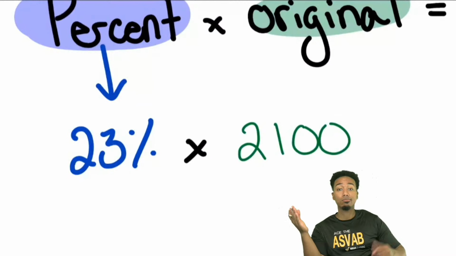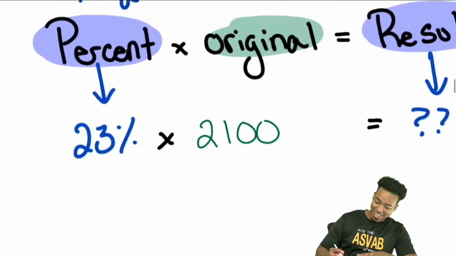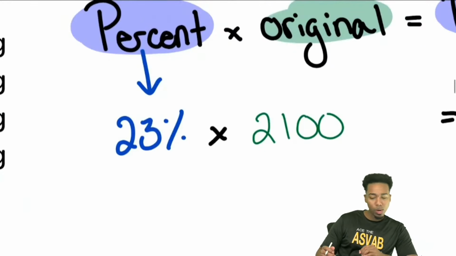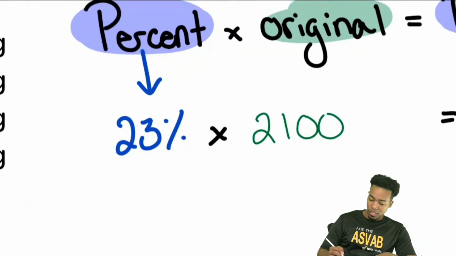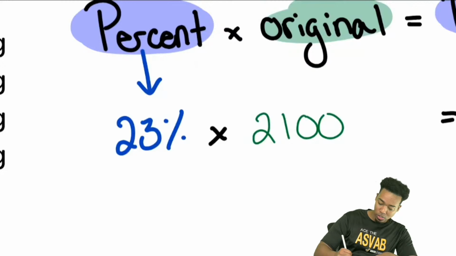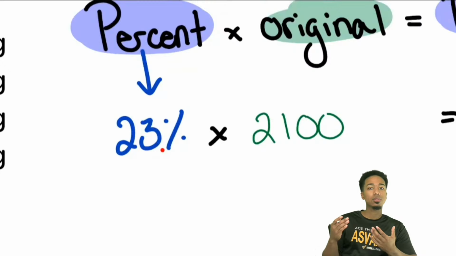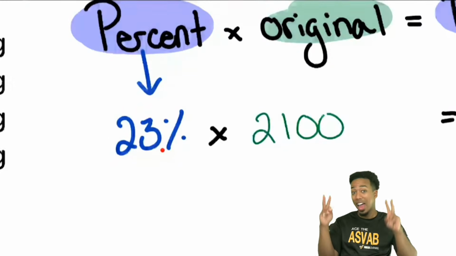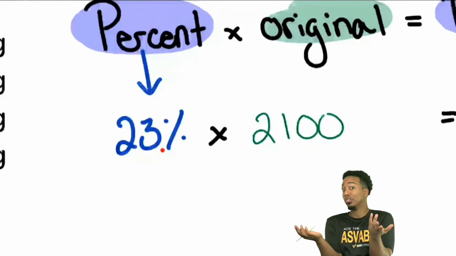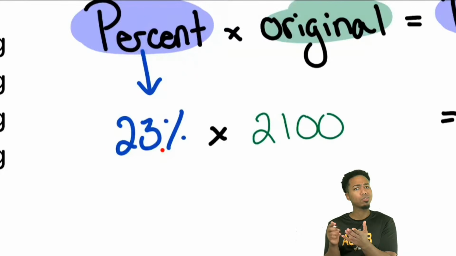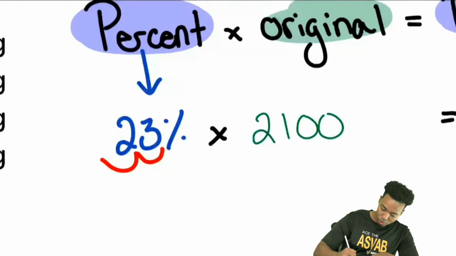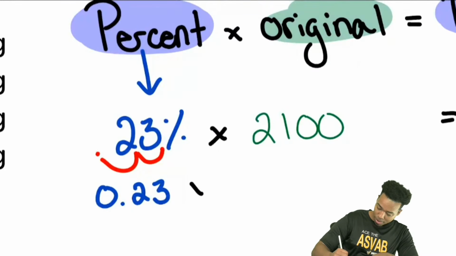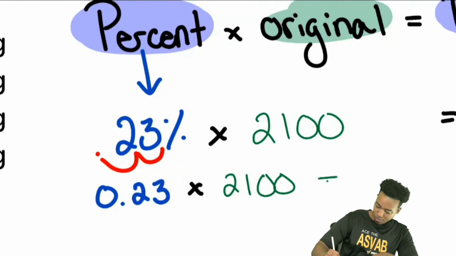Cool. So let's go ahead and check it out. First thing we do, everybody, is we need to do what with that percent? Right. We need to turn it into a decimal. Typically, the way we say it is, percents are out of 100, so you divide by 100. The shortcut way is just to move that decimal place over to the left 2 times. So 1, 2. So that becomes 0.23 multiplied by 2,100. And that's going to give us our answer.